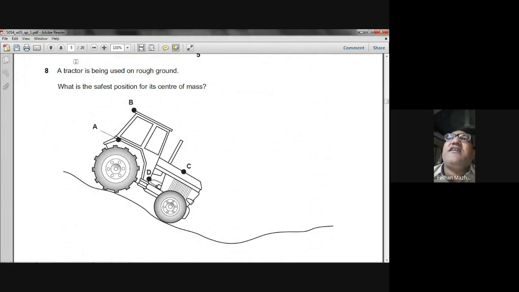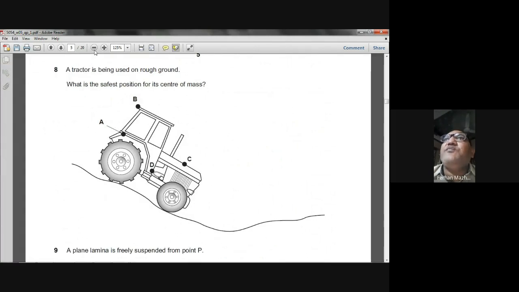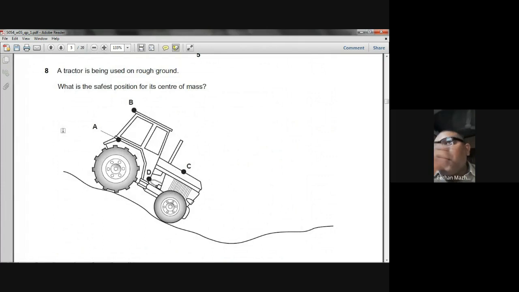He says a tractor is being used on rough ground. What is the safest position of its center of mass? The safest position of the center of mass should be nearest to the ground, and it should be passing through the base of the tractor. It should not go out of the base. So D looks the best option, sir.